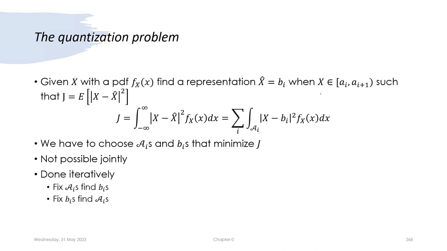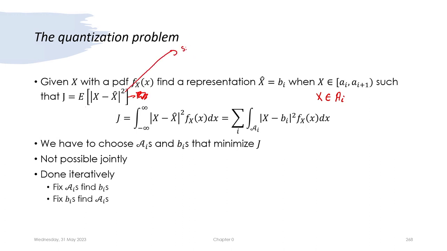So now when x is in the set A_i, the problem is that we have to find a representation x hat equals b_i when x is in the set A_i such that this is minimized. So the quantization problem can be written as the expectation over x.